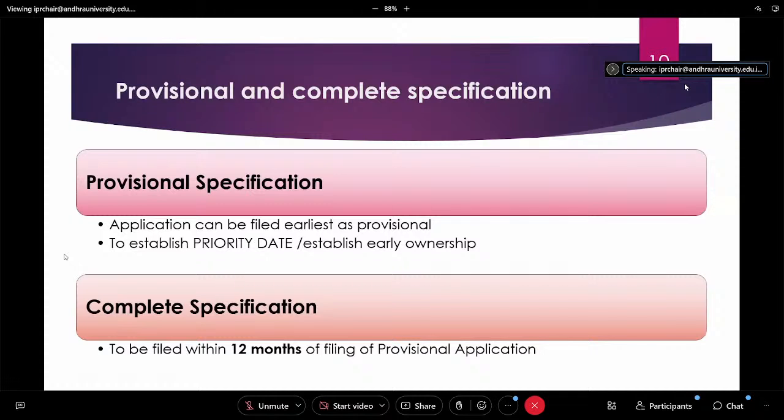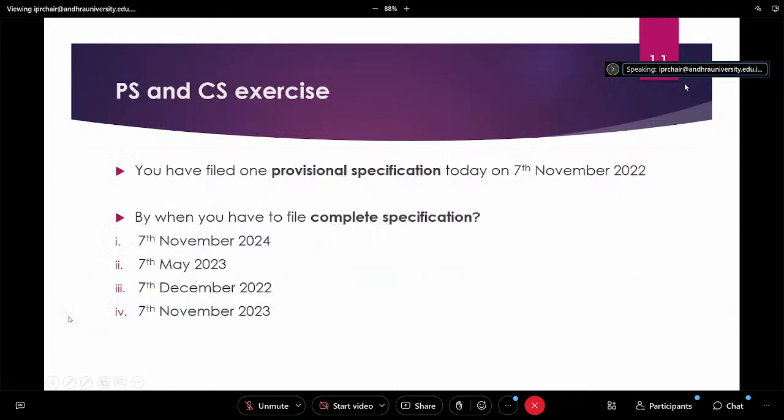I hope you guys are not sleeping. If you are sleeping, give me this answer. You have filed your provisional specification today on 7th November 2022. By when should you file the complete specification? That is the simplest question a person can have. Please answer.